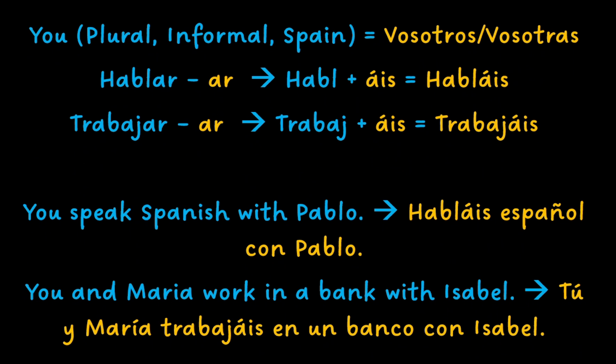You in Spanish when speaking to multiple people informally and in Spain is vosotros or vosotras. And to conjugate this, we drop AR and add áis. So to say you speak, hablar becomes habláis, and to say you work, trabajar becomes trabajáis. You speak Spanish with Pablo is habláis español con Pablo. You and Maria work in a bank with Isabel is tú y María trabajáis en un banco con Isabel.